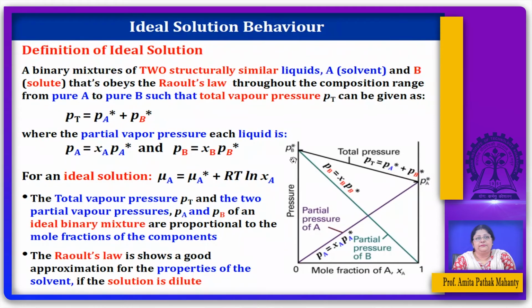Okay. Now, if I look at these lines, if this line is a straight line, that means the partial pressure of A equals the mole fraction of A into the vapor pressure of component A. If this line is continuous, and I'm plotting pressure versus the mole fraction of A, then what is the slope of this curve? What is the slope of this curve?